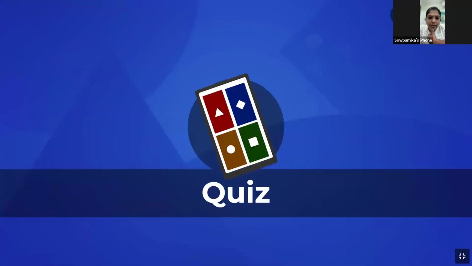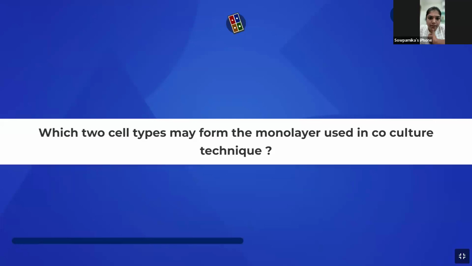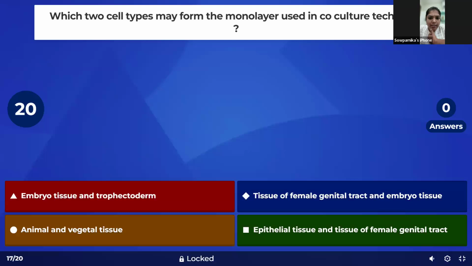Next is question number 17. Which two cell types may form the monolayer used in co-culture technique? Embryo tissue and trophectoderm, tissue of female genital tract and embryo tissue, animal and vegetal tissue, epithelial tissue and tissue of female genital tract.